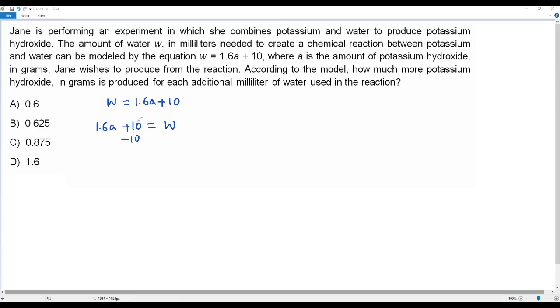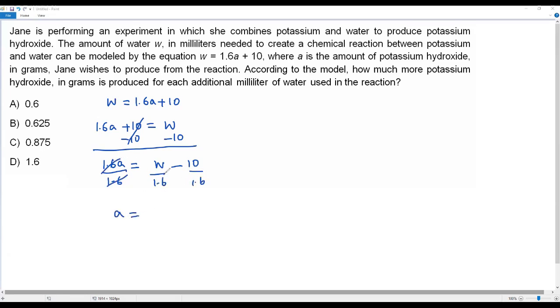For that, I have to get rid of this positive 10. For that, I am subtracting 10 from both sides. So positive 10 and negative 10 will cancel. I'm getting 1.6A = W - 10. Now let me divide each term by 1.6. So this 1.6 will cancel out.